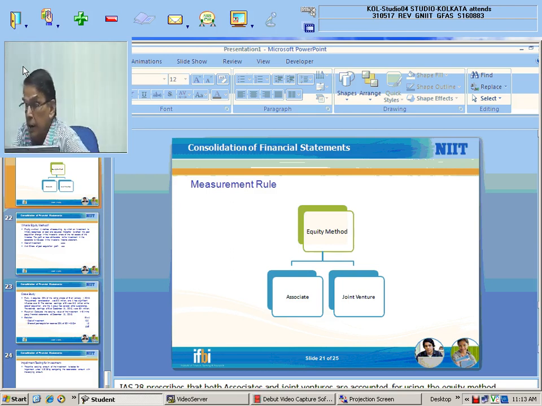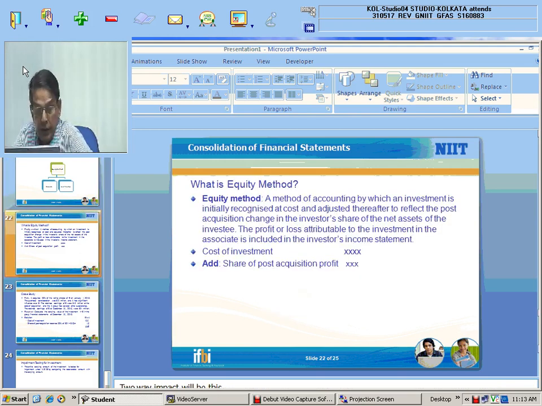So what is the equity method? We'll just briefly describe the equity method. Equity method is a method of accounting by which an investment is initially recognized. Initial recognition will be done at cost. So the investment will always be initially recognized at cost, and subsequent measurement of that investment will be made by adjustment to reflect the post-acquisition change in the investor's share of the net assets of the investee.